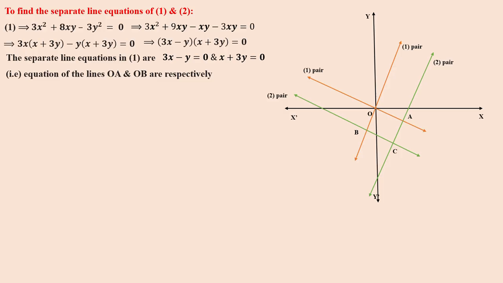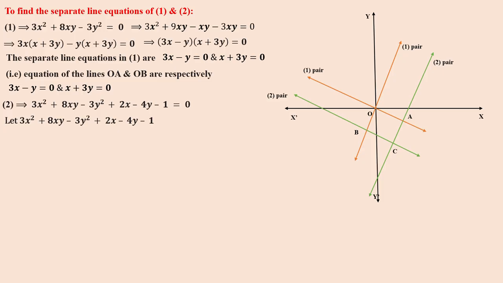So the line equations OA and OB are respectively, so we are taking 3x minus y equal to 0 as OA, right, OA equation, and OB equation is x plus 3y equal to 0. Now we are going to second pair, 3x square plus 8xy minus 3y square plus 2x minus 4y minus 1 equal to 0. Now we know the factors of the second degree terms, 3x square plus 8xy minus 3y square, it is already there above, 3x minus y, x plus 3y.